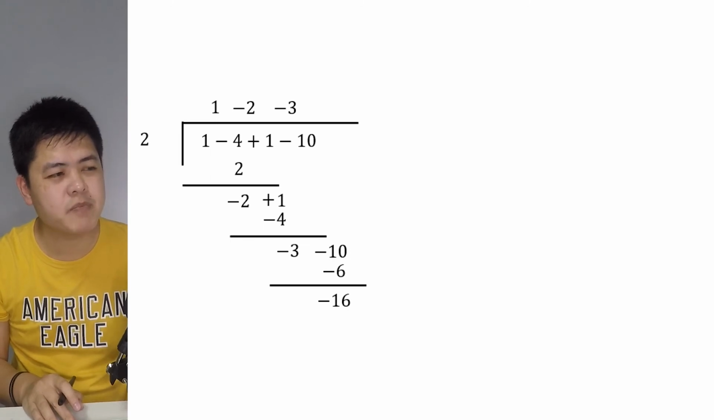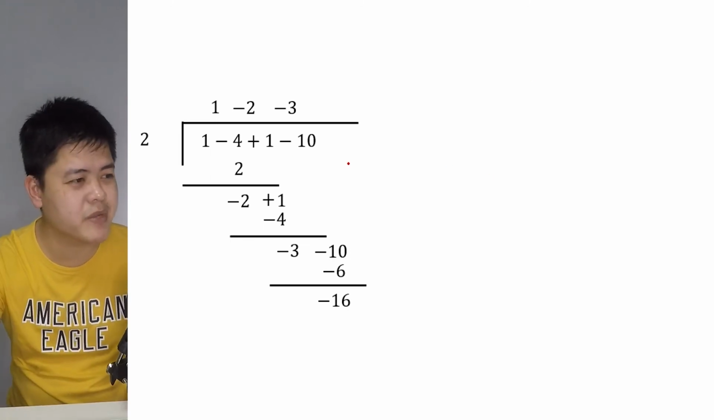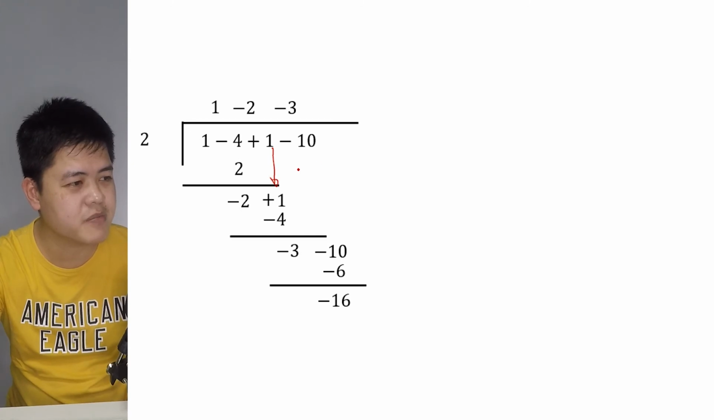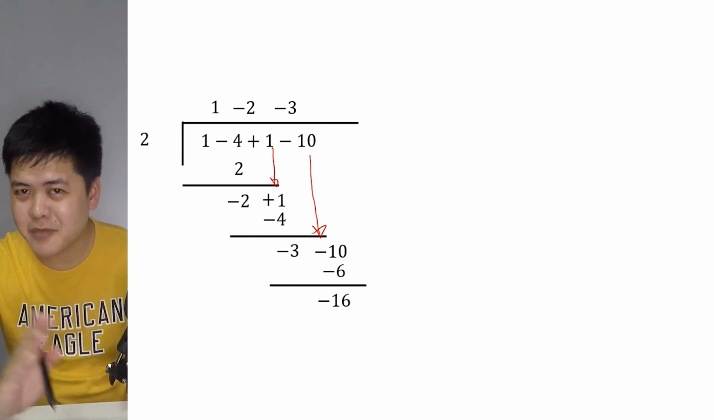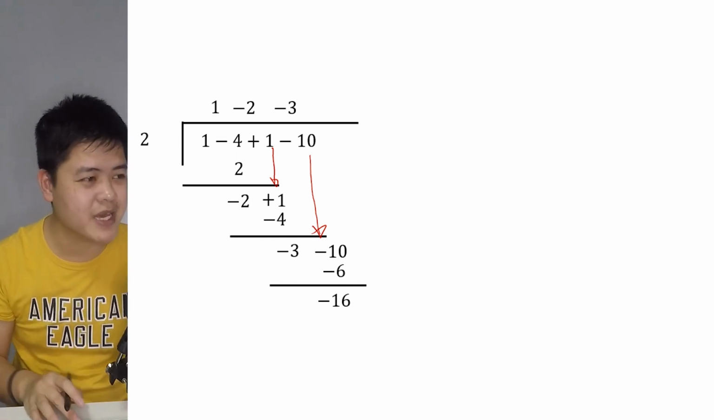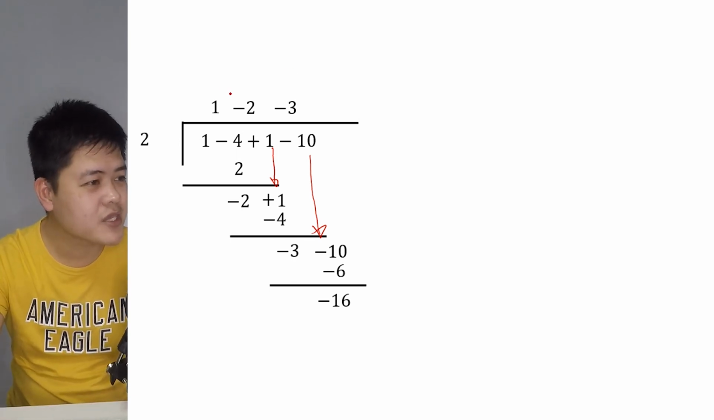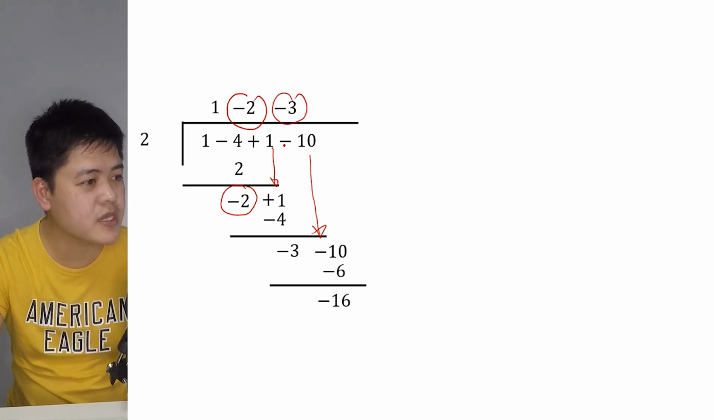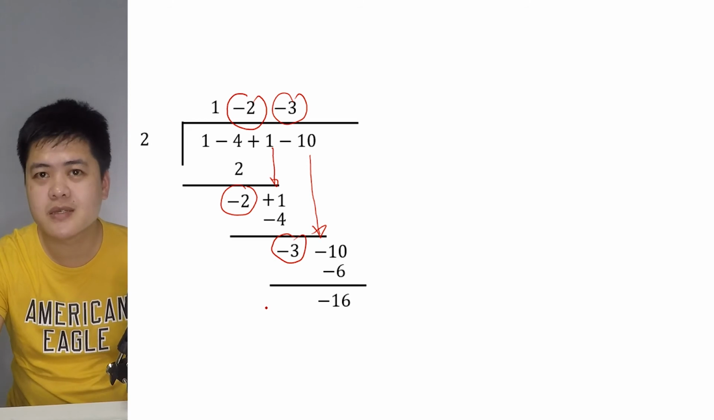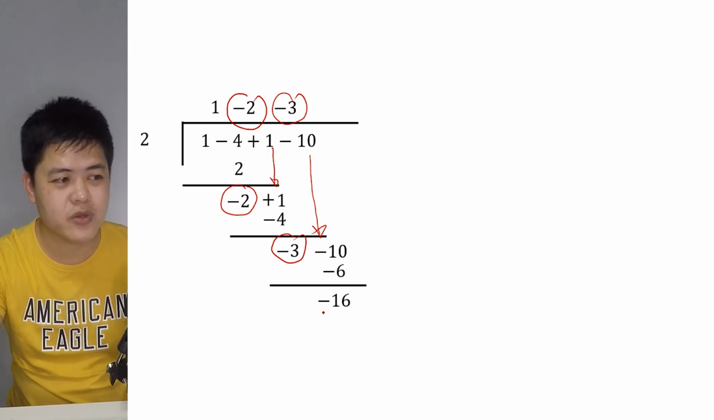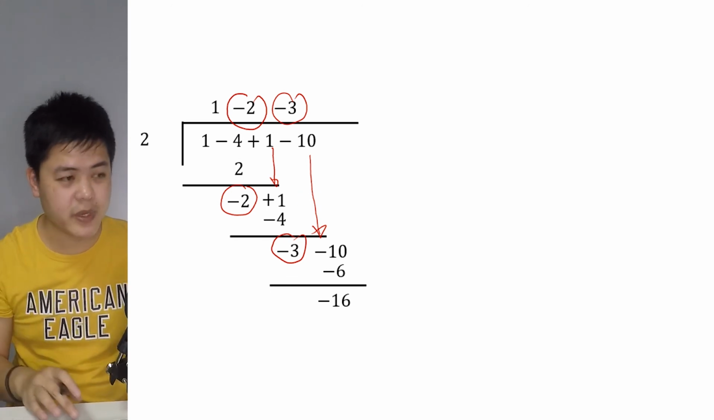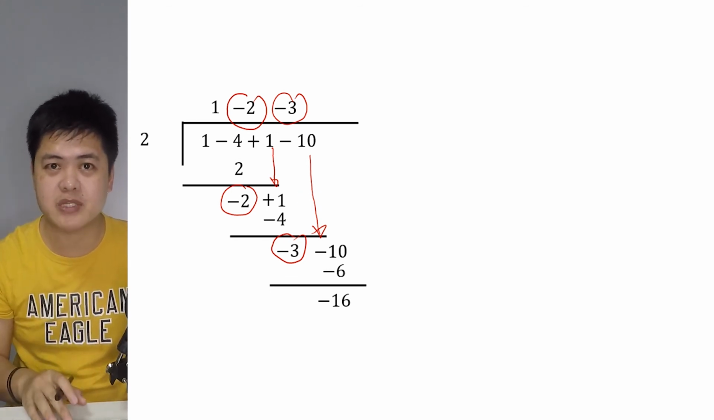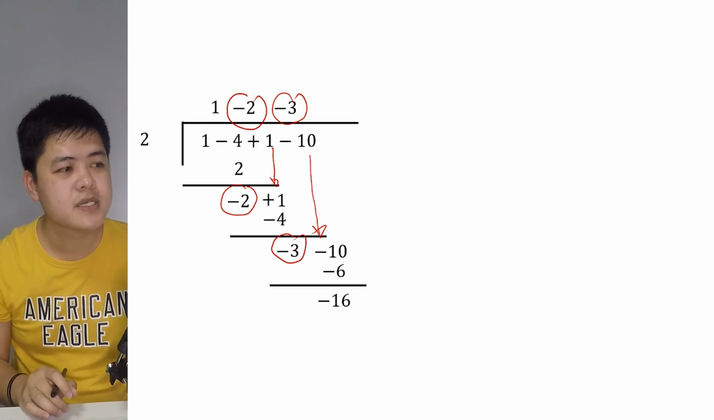Napansin nyo, nag-bring down tayo. Tama? Nag-bring down tayo ng 1, nag-bring down tayo ng negative 10. Pwede na natin din pasimplahin yun. Tanggalin natin yung pag-bring down. Tapos, pansin nyo, itong negative 2, ito rin siya. Tapos yung negative 3, ito rin siya. Okay. At itong negative 16, that's basically your remainder. So, ang gawin natin, gamitin lang natin yung mga numbers na yun at tanggalin yung mga umuulit.